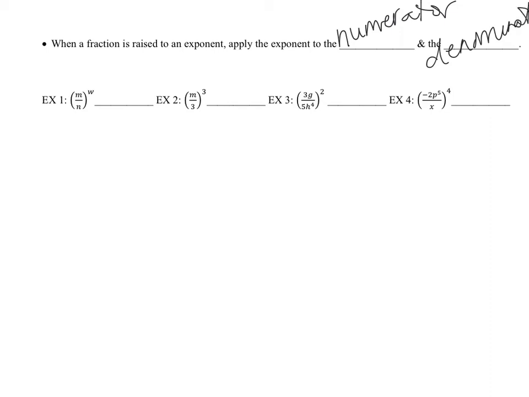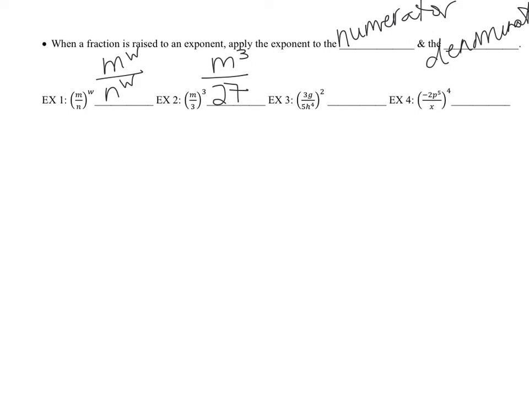All right, so here I have a w on the outside of parentheses. We're going to bring that in. So it's going to give me m to the w over n to the w. Example 2, you have to bring the 3 to the top and the bottom. So I'm going to do m to the 3rd over, it would be 3 to the 3rd, not 3 times 3, 3 to the 3rd, which is 27, not 9, right? 3 to the 3rd, 3 times 3 times 3.